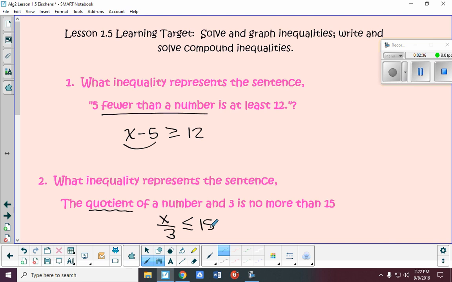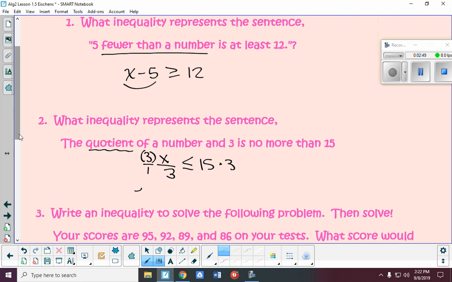Let's talk about how we'd solve this. Here, x is getting divided by 3, so we would multiply this side by 3, or 3 over 1. Multiply this side by 3. So these cancel, so x is less than or equal to 45.